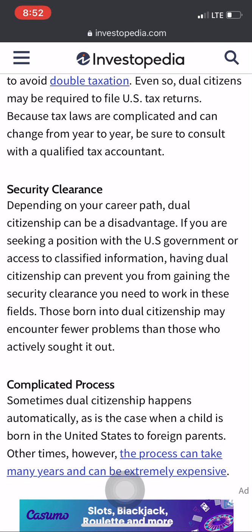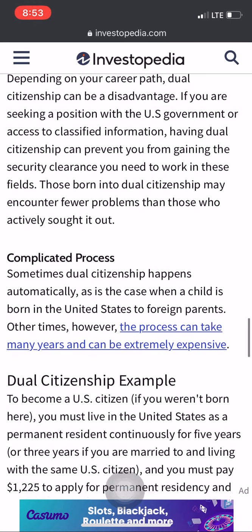What is another disadvantage? Security clearance. Depending on your career path, dual citizenship can be a disadvantage. That's what people don't talk about these things. That's why I really wanted to highlight these. If you are seeking a position with the US government or access to classified information, having dual citizenship can prevent you from gaining the security clearance you need to work in these fields. Those born into dual citizenship may encounter fewer problems than those who actively sought it out.